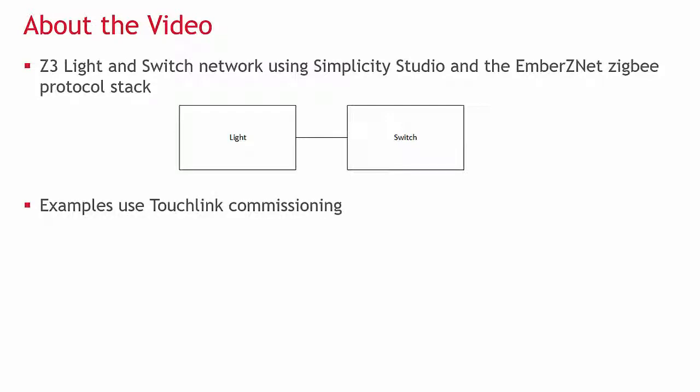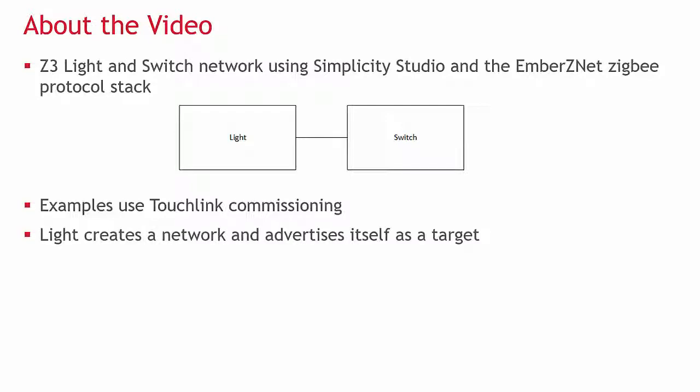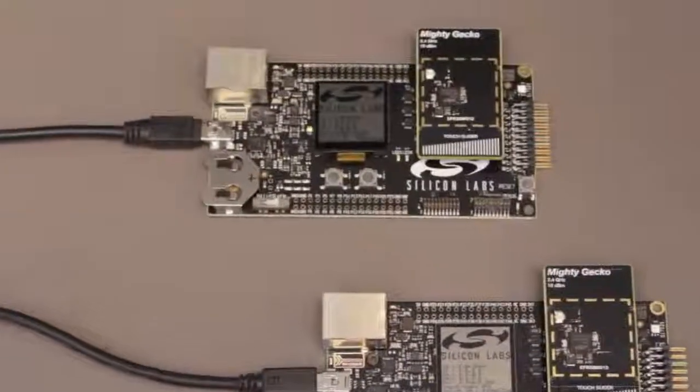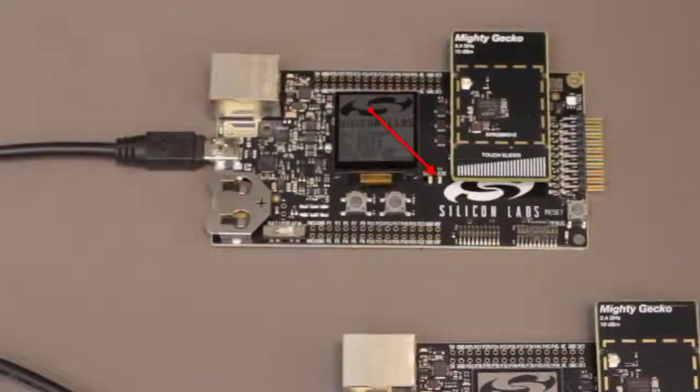The example applications use touch-link commissioning to form the network. The light acts as the touch-link target, and the switch performs touch-link commissioning to establish itself on the same network as the light. Once the network is formed, you can use a button on the switch to toggle the light LED and observe the interaction on a console interface to the devices.